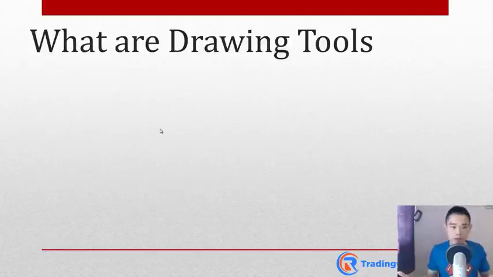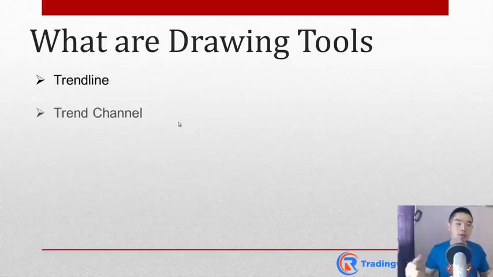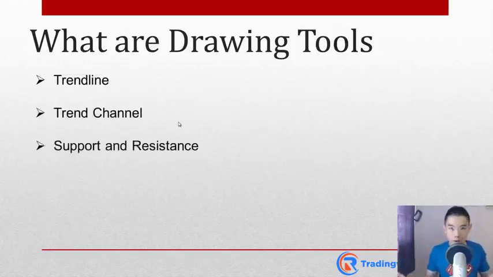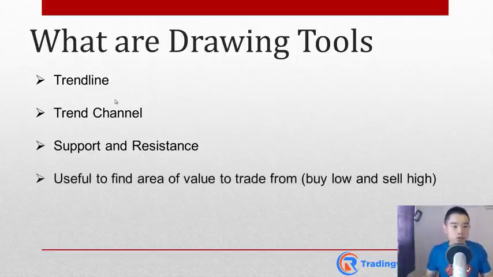So first thing, what are drawing tools? This is the first category of technical analysis that we want to talk about. Drawing tools can be stuff like trend line, trend channel, support and resistance. These are all drawing tools in technical analysis. Of course, there are more, but I'm just listing the 3 common ones. They are useful to help you find an area of value on the chart. For example, if you want to buy low and sell high, how do you do that? Refer to your drawing tools. They will help you identify levels or areas on your chart where you can actually buy low and sell high.